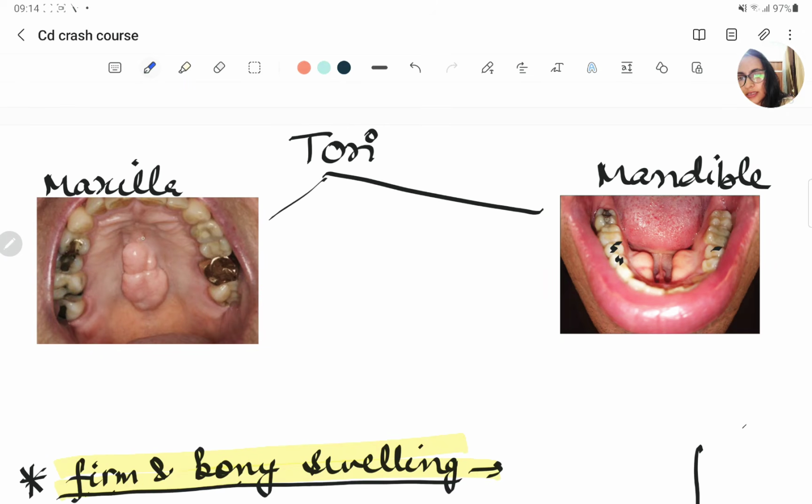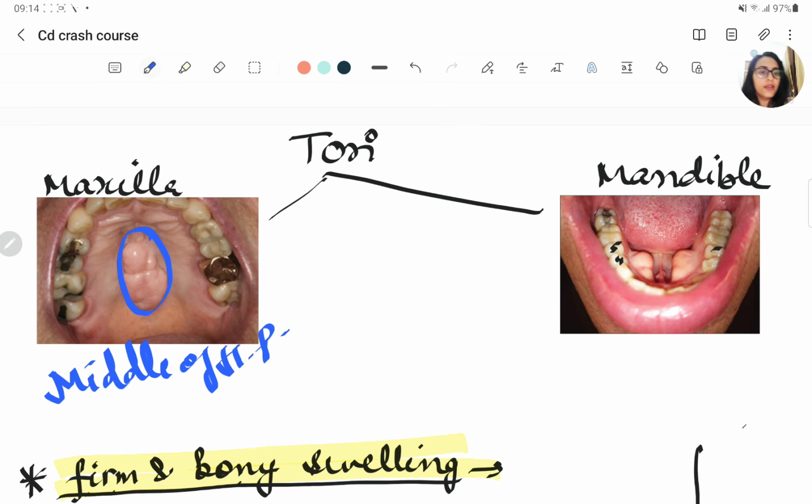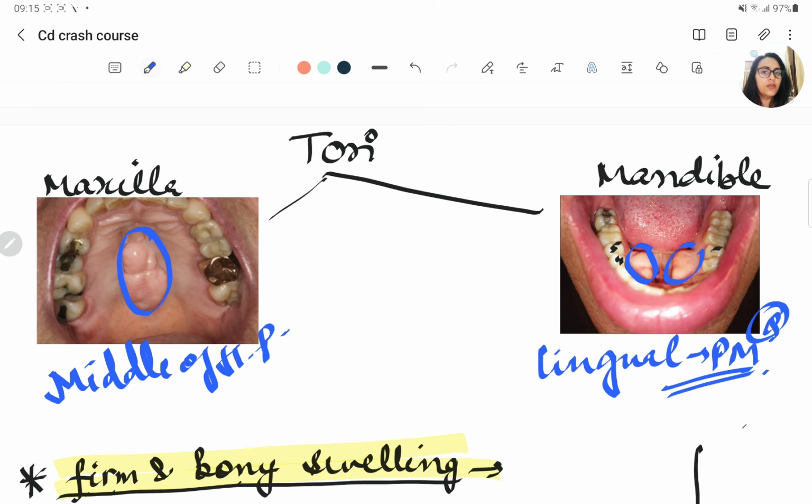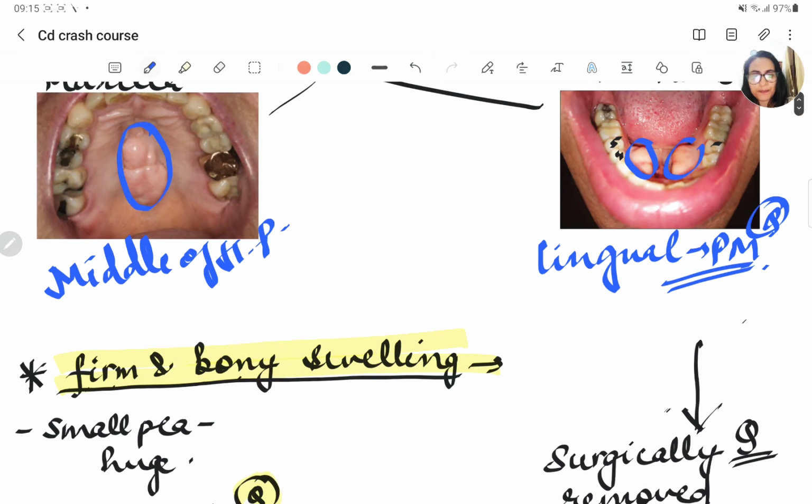As you can see, this is a maxillary torus, which is generally present in the middle of the hard palate. And in the mandible, you can see this is the lingual torus that is present in between the premolars, so on the lingual side of the premolars is the presence of the mandibular torus.